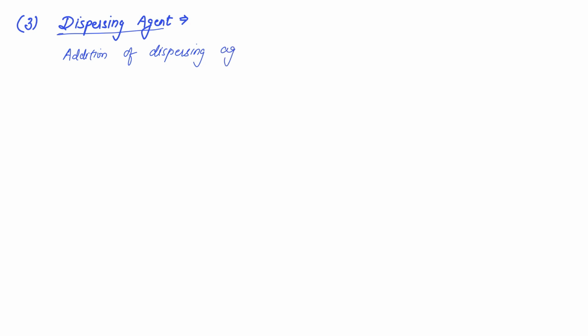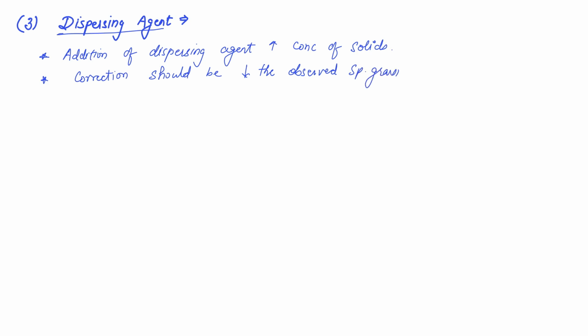So addition of a dispersing agent increases the concentration of solids. Yes or no? And that is not the solids that we should observe, but it is also observed here. So what should we do? The correction should be to reduce the observed specific gravity. Yes or no? And if I am reducing the observed value, that means the correction should be negative.